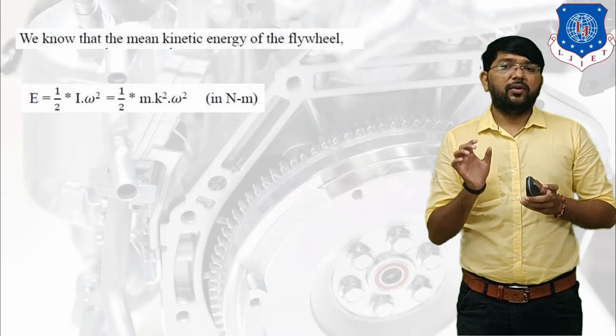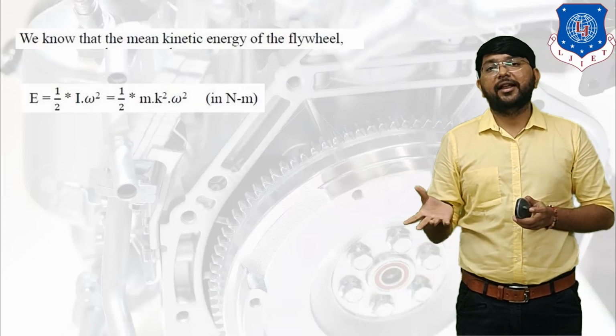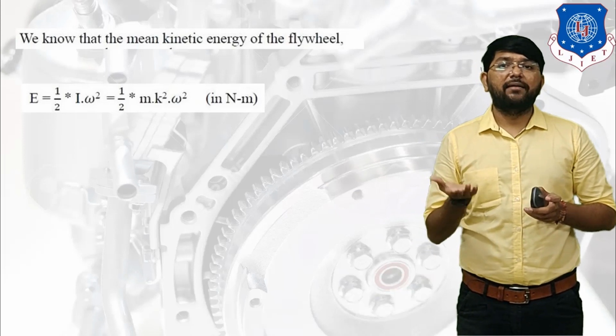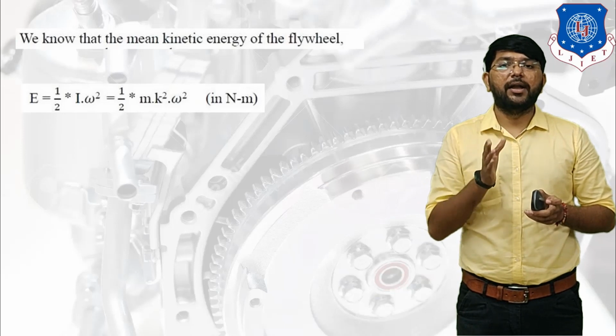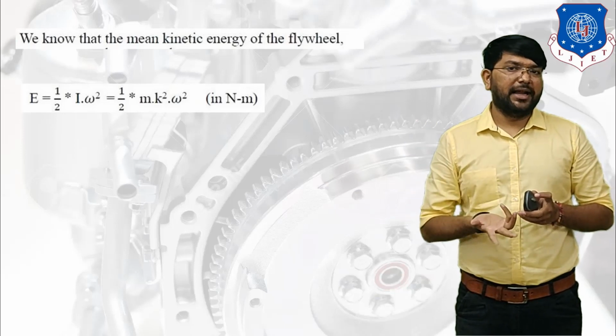Now first of all we have to understand what the mean kinetic energy is. What is the equation of mean kinetic energy? That is 1/2 Iω². And instead of I, we put mk², then the equation is converted into the form 1/2 mk²ω². Clear? So this is the equation of the mean kinetic energy.